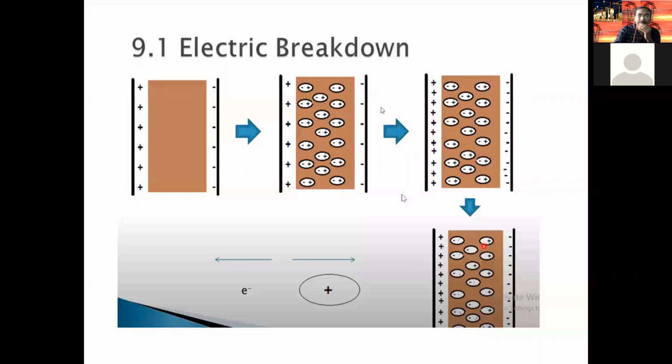Understood? First, we apply high voltage to the solid type dielectric material. As you increase the electric field, the ions are first polarized and stretched, and then the positive ions and electrons are separated. The free electrons become available, then breakdown occurs across the solid type dielectric material. It's clear, I think.